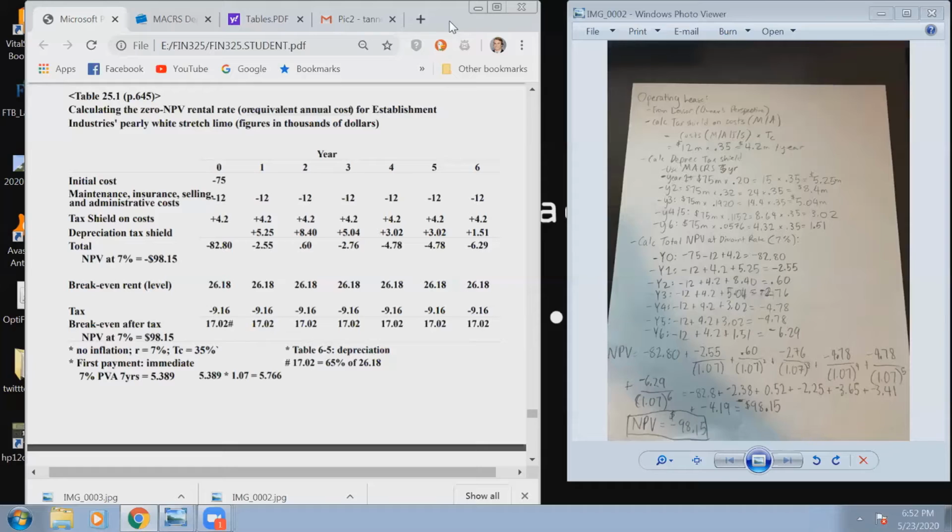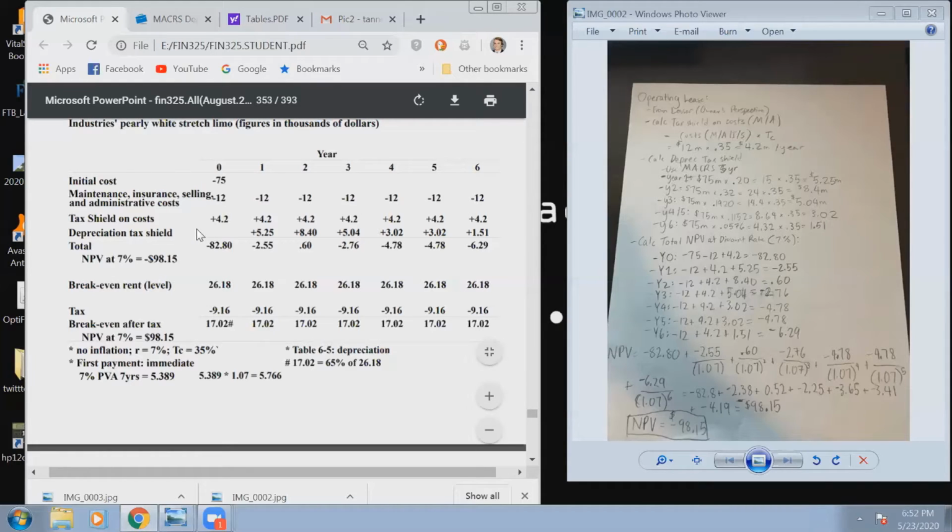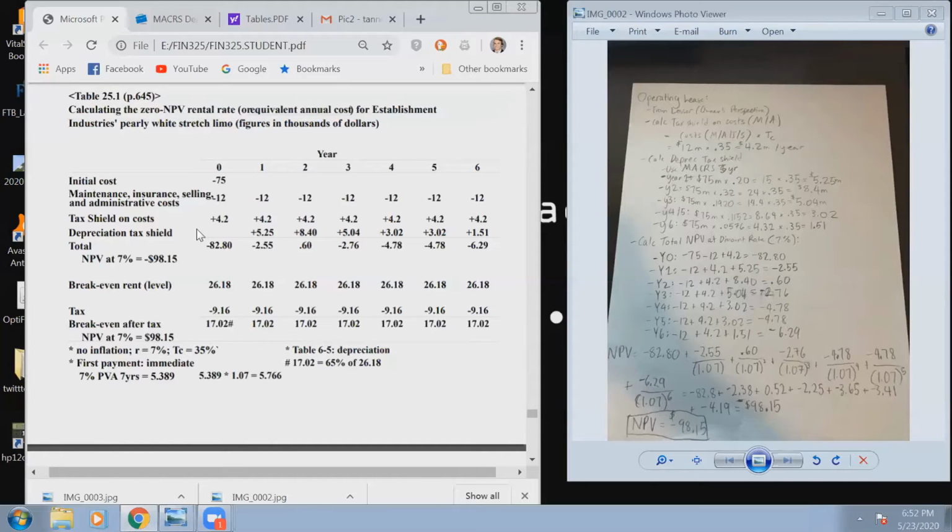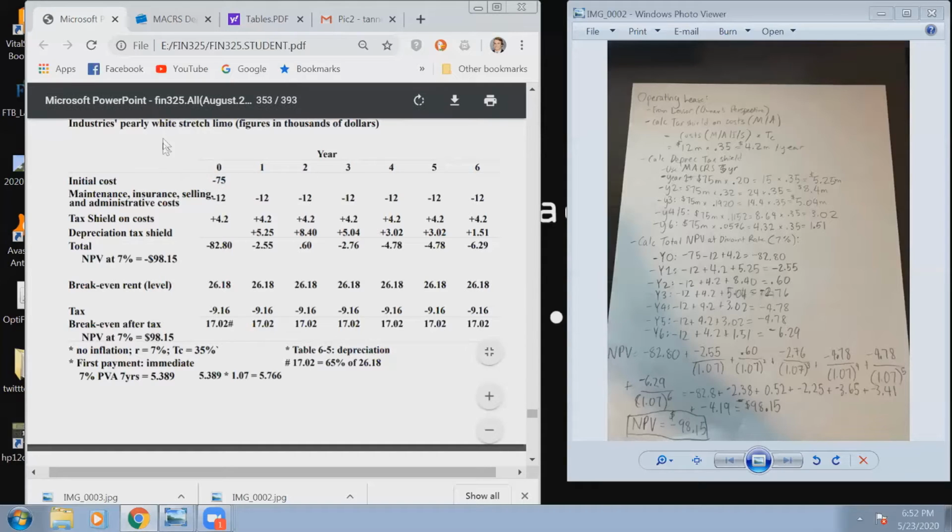The first thing we do is, as you can see, I've got it set up on this sort of statement here. We have the initial cost, which is $75 million. And the lease here is for a white stretch limo. So the lessor is going to pay $75 million in year zero to acquire this limousine.